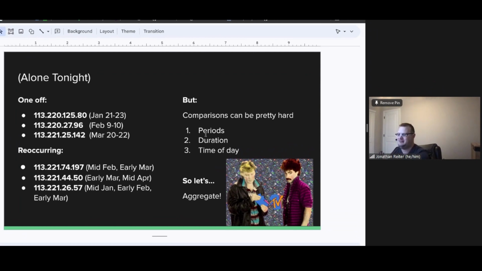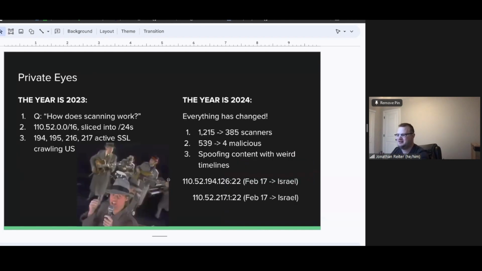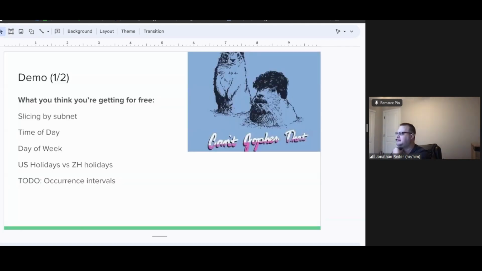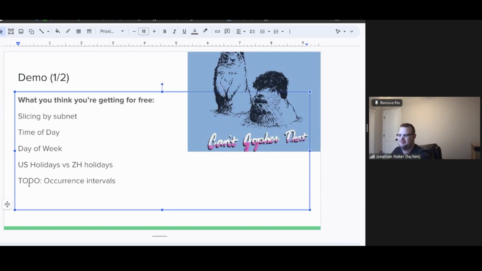But in general, I think going one by one in comparisons can be pretty hard. So the approach I decided to take with this is similar to how I was doing this sort of analysis. I decided to aggregate. So I will jump quickly into demo time. I have about 10 minutes, so I may not get into everything here. I've already to-do'd something, which I will mention. I don't think I will get into holidays, but you will see that in the module probably fairly soon.